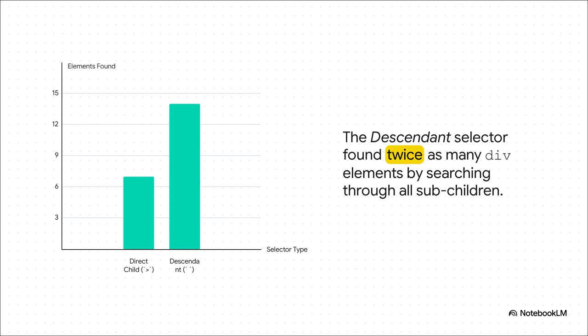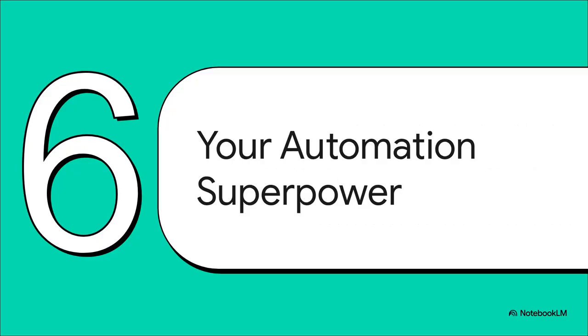This simple chart says it all. The descendant selector found twice as many because its search was, well, exhaustive. It went through every single level of the form. It's exactly like we said. One is for a targeted strike, the other is for a full sweep. So the really crucial thing here is knowing when to use which one. This isn't just some neat little trick, you guys. This is a legitimate superpower that can make your automation scripts practically unbreakable when the UI changes.